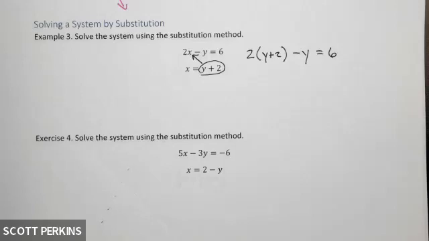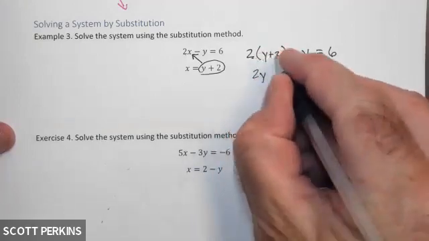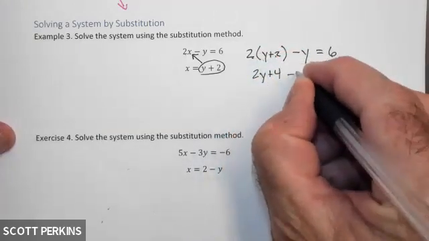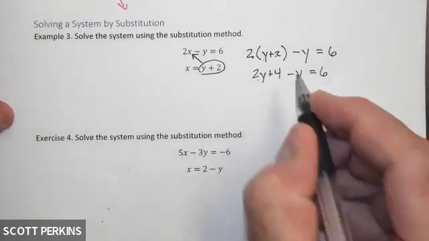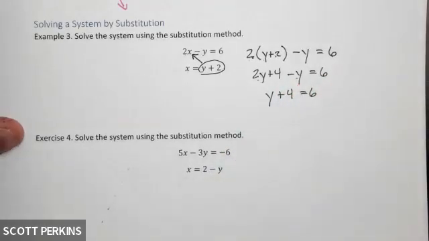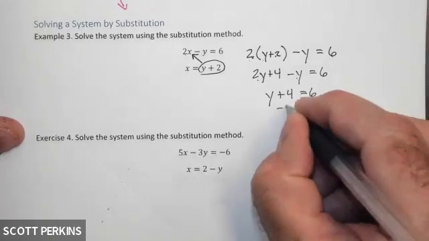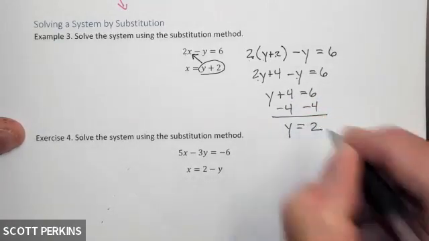At this point, once you've made the substitution, I'm going to solve this equation. This is what we've been doing since the first day we met each other. So I'm going to distribute. 2 times y is 2y. 2 times 2 is plus 4. Minus y equals 6. 2y minus y is 1y plus 4 equals 6. I'm going to subtract that 4 from both sides, and I get that the y value is equal to 2.